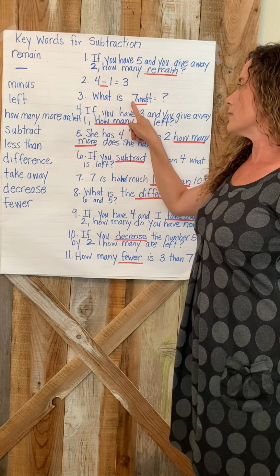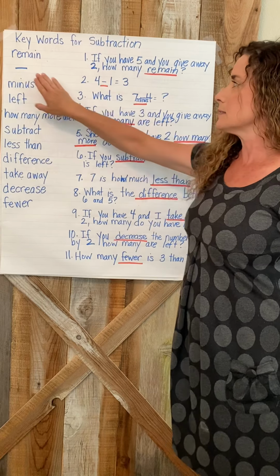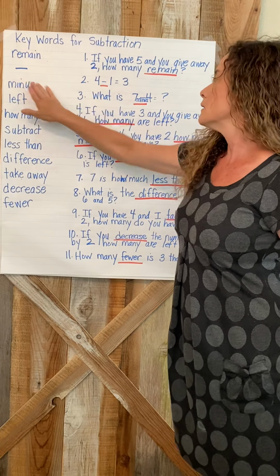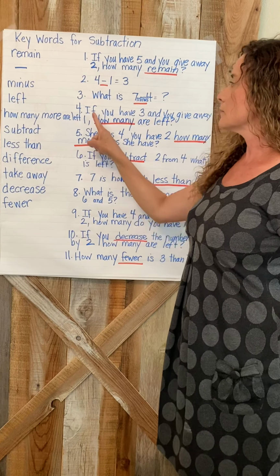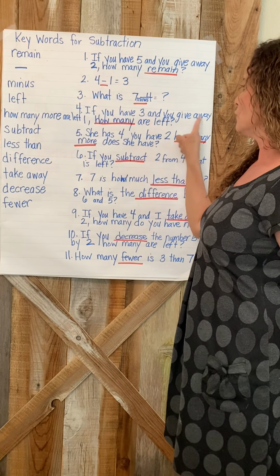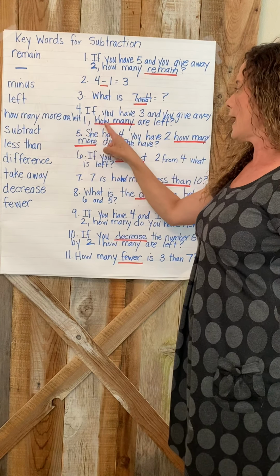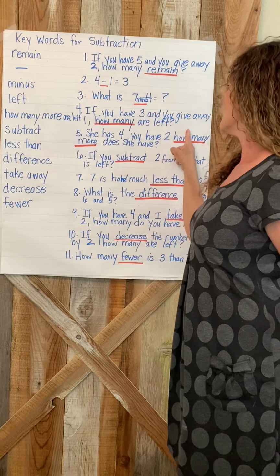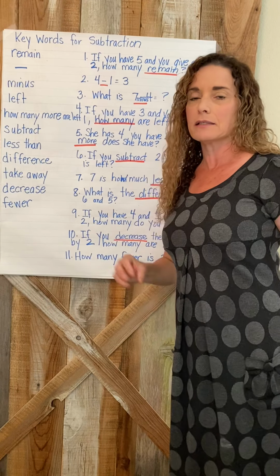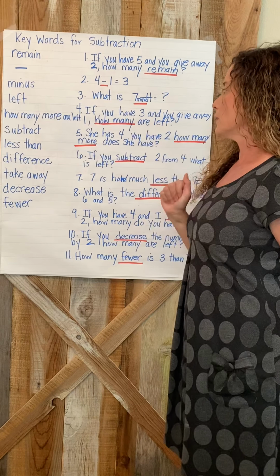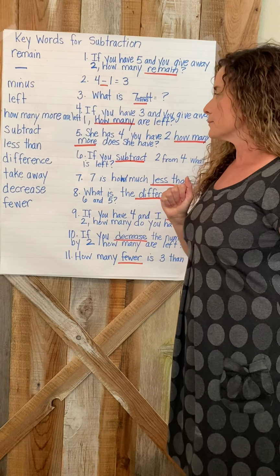What is 7 minus 4? Minus is the same as that symbol. So 7 minus 4 is 3. If you have 3 and you give away 1, how many are left? Well, if I have 3 and I give away 1, that's less. 3 take away 1 is 2.